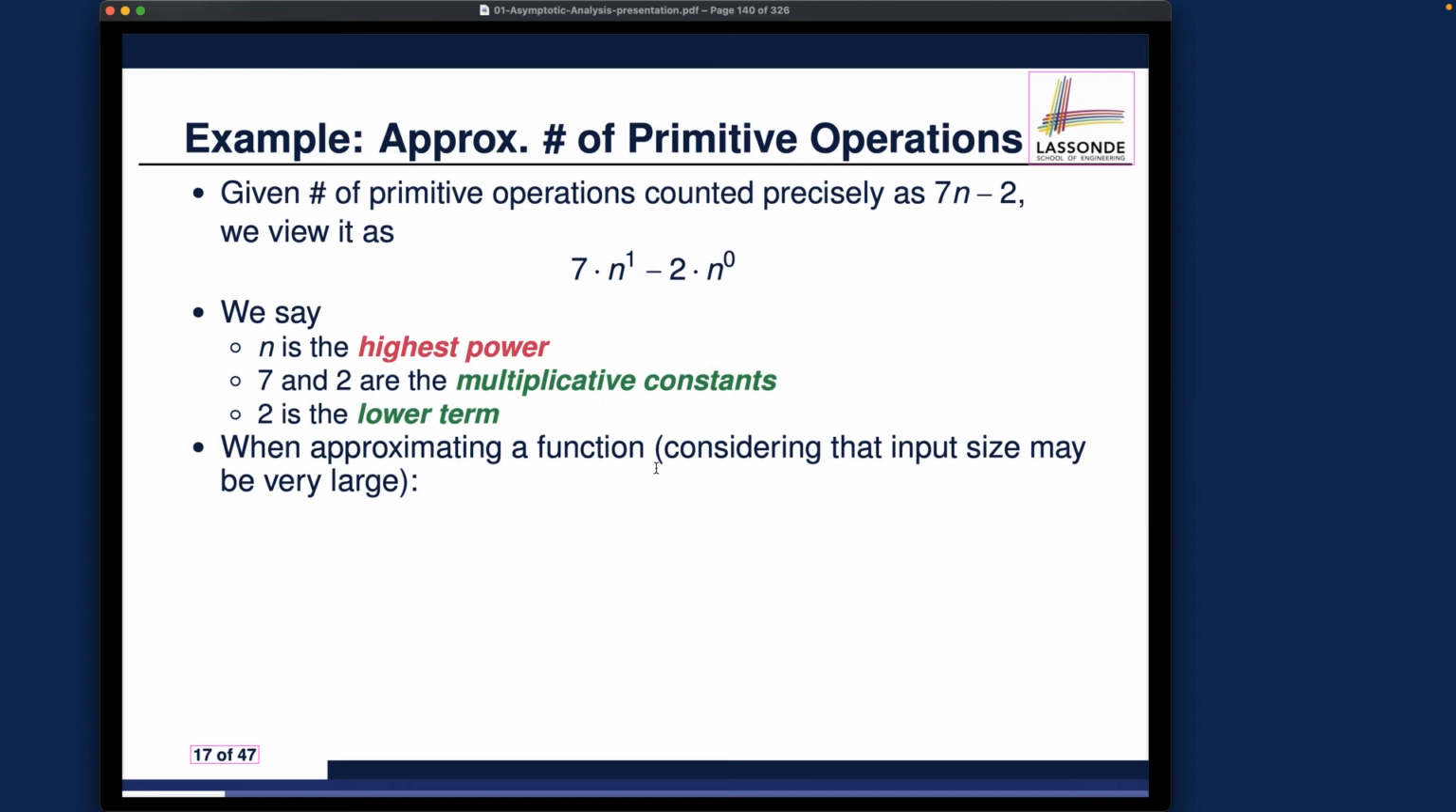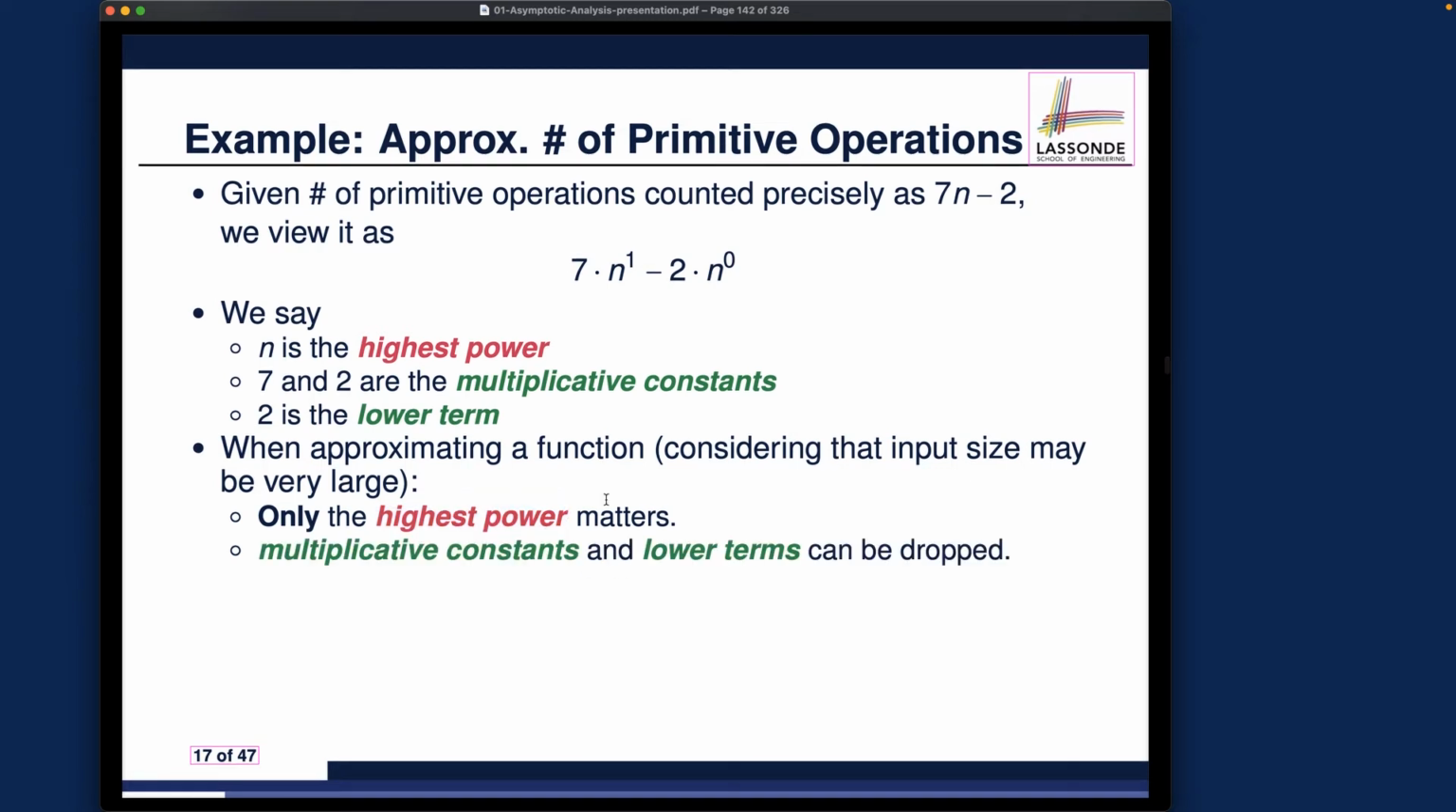So when you try to approximate a function which represents maybe the running time, we only have to consider the highest power. We will try to be more formal later, but for now, let's just get some intuition. Later on, we're going to define the exact mathematical definition for the asymptotic upper bound. The multiplicative constant and also lower term can simply be dropped. Let's do one exercise. You'll see exactly what I meant.